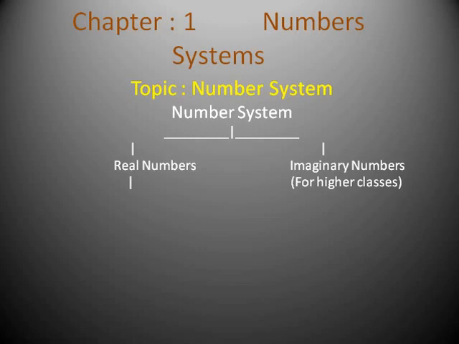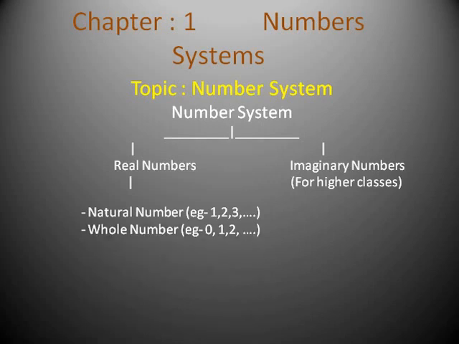I hope you all know what is real number. Let me tell you again. All the numbers which can be represented on the number line are called real numbers. Real numbers are classified into the following groups. The first is natural number. So what is the natural number? All the counting numbers are called as natural number. It starts with 1.